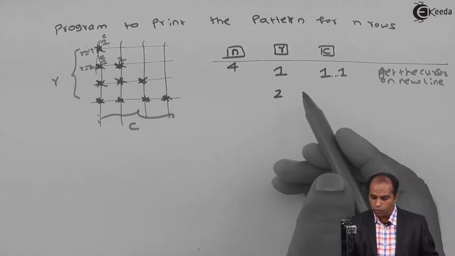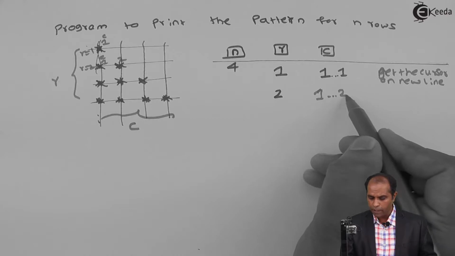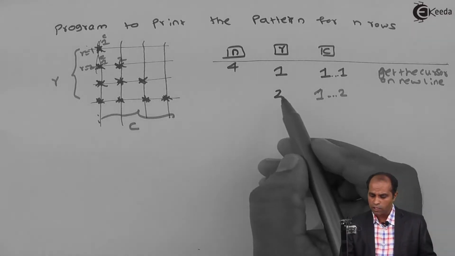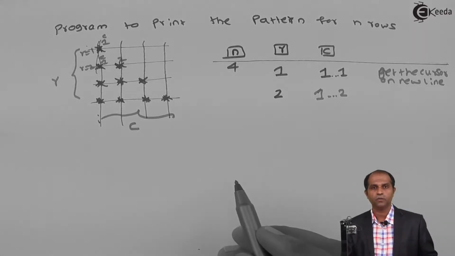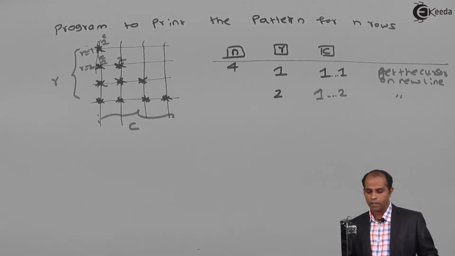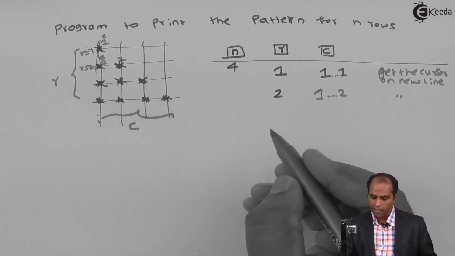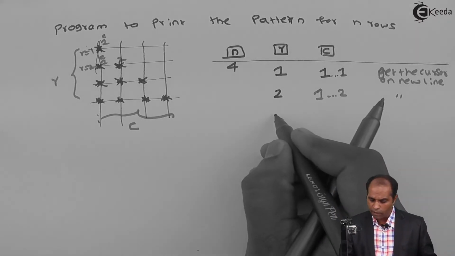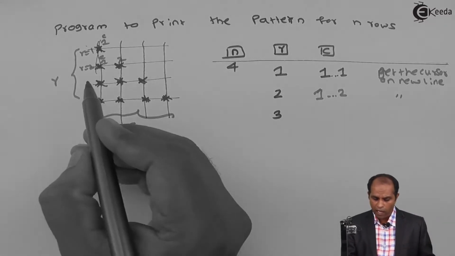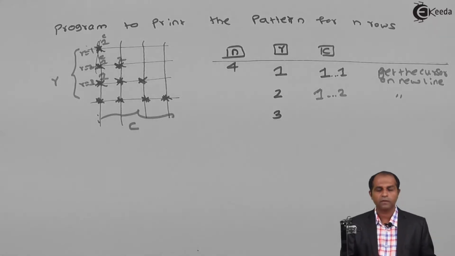So when r is 2, c starts with 1 and ends up at 2. After that, again I'm supposed to get the cursor on the next line. So do the same operation. Now, after doing this, get the cursor on the next line and then start with r value as 3. Set the value of r as 3. When r value is 3, you are supposed to reset the value of c to 1.